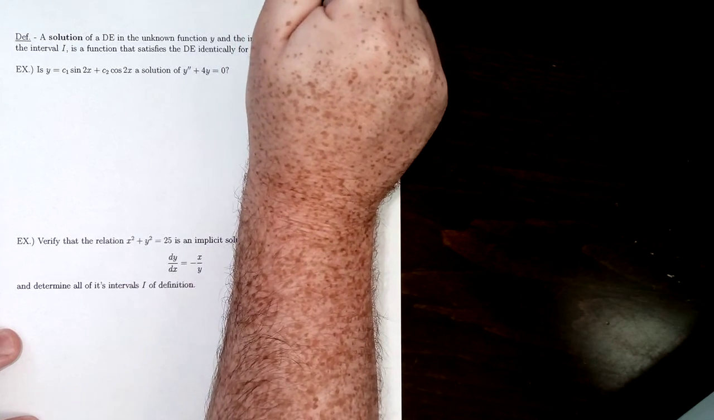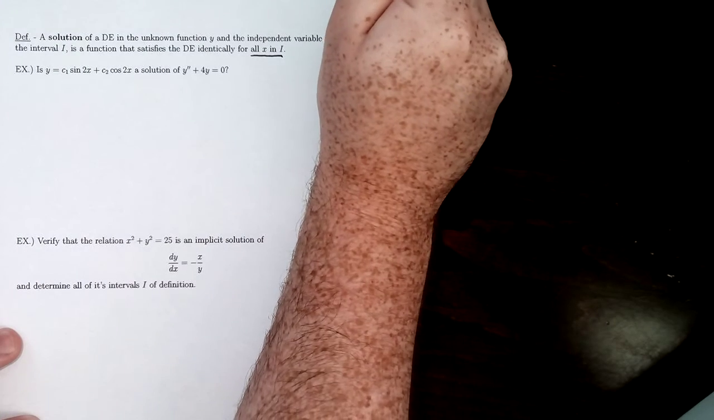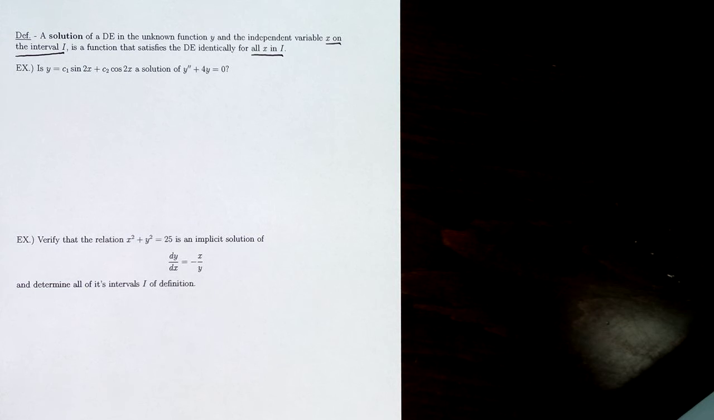The part that I want to stress is that it's going to be for all x in I, and it's defined on an interval. For the most part, you don't really need to think about the interval too much, but I do have an example here where the interval does matter. So, that is the definition, and let's go over a couple of examples. For example, suppose that you are asked if y equals c1 sine 2x plus c2 cosine 2x is a solution to the differential equation y double prime plus 4y equals 0.